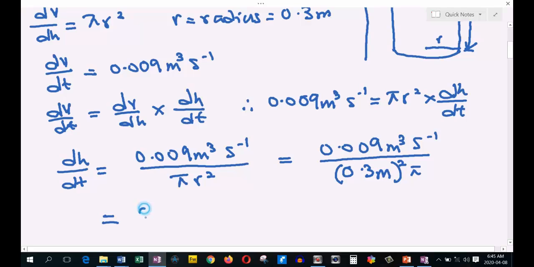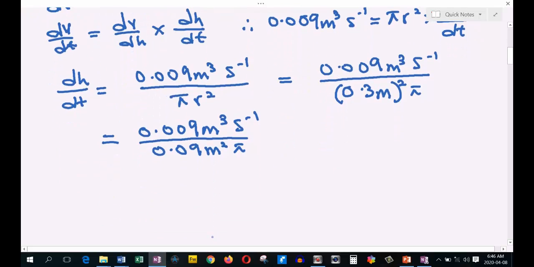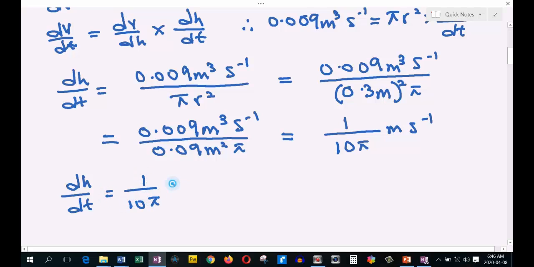This is equal to 0.009 meter cubed per second over 0.09 meter squared times pi. This is equal to 1 over 10 pi meter per second. So the rate at which the level is rising, dH/dt, is equal to 1 over 10 pi meter per second. This is our answer.